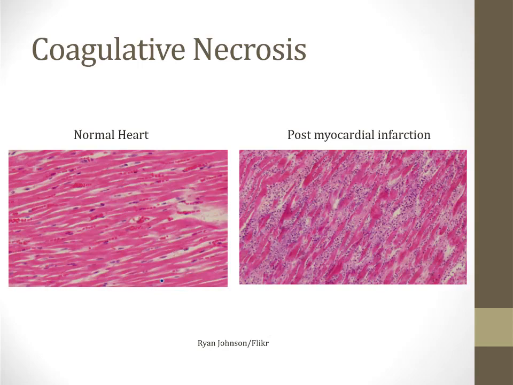Under the microscope, what you see is that the tissue architecture is maintained. So on the left side of the screen is a normal heart. On the right side of the screen is myocardial tissue after an infarction. And you can see that you still see the wavy lines of the myocytes. The tissue architecture is somewhat preserved. You also see lots of these little dark purple spots. Those are the nuclei of white blood cells which have infiltrated the area. But importantly, this area of the heart has not been completely liquefied or destroyed. If that had happened, we would have a different type of necrosis.